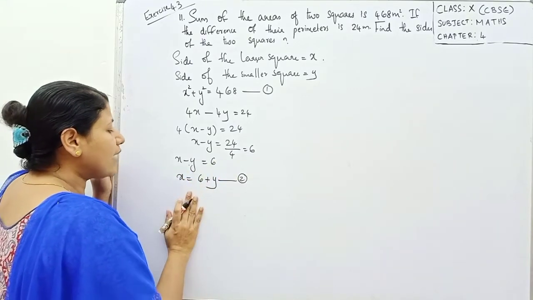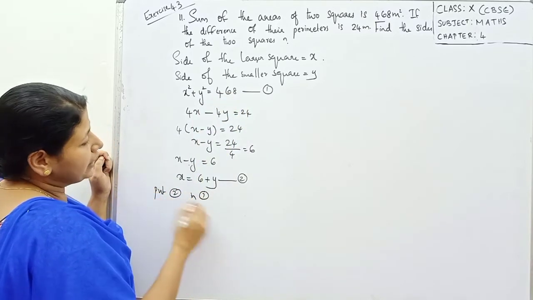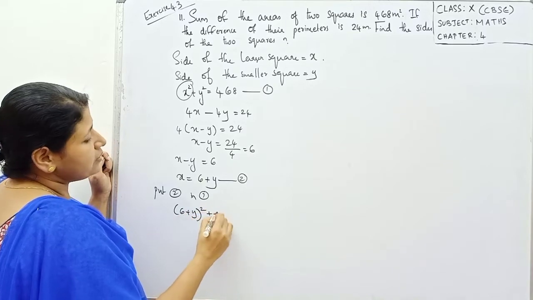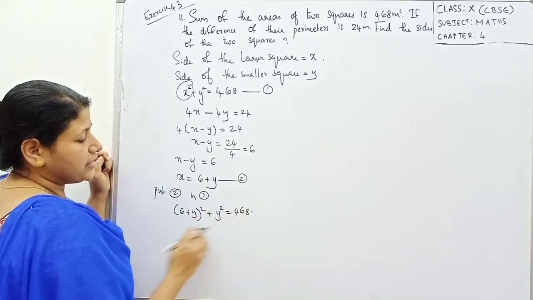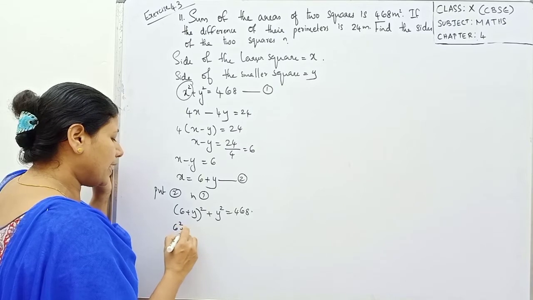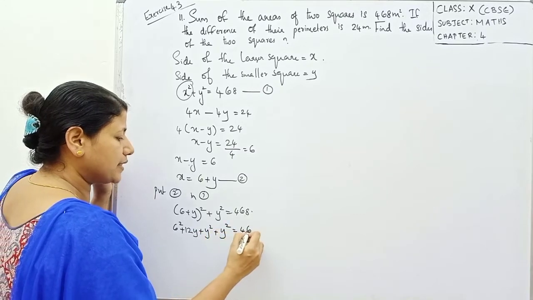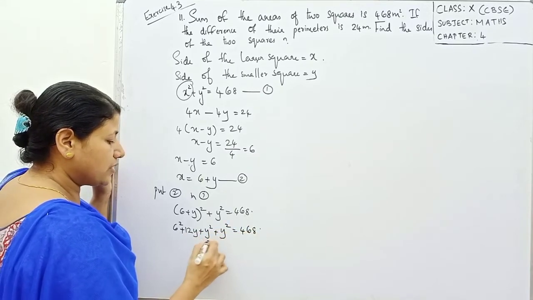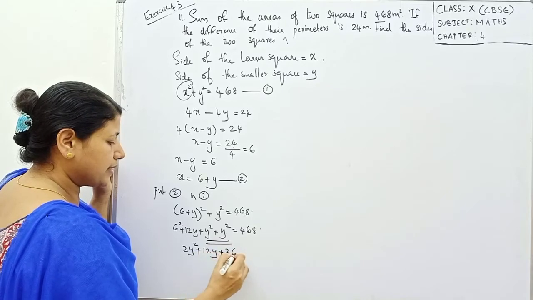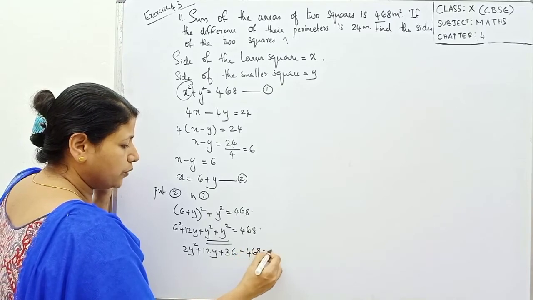We can substitute this value of x in this first equation. Put 2 in 1. So you will get, instead of this x square, we are using this 6 plus y whole square plus y square equal to 468. Expand using a plus b whole square, which is a square plus 2ab plus b square. So 6 square plus 2 into 6, 12, y plus y square, again plus y square equal to 468. This is 36. So we can rearrange. y square plus y square is 2y square plus 12y, and this is 36, and we can take this 468 to this side, minus 468 equal to 0.